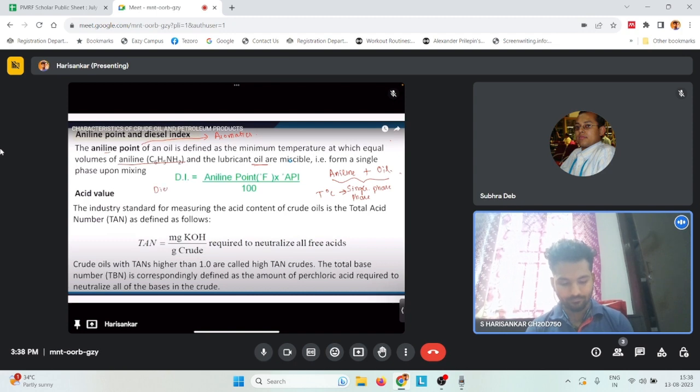And by using aniline point, we can also measure something called a diesel index. The formula for diesel index will be aniline point in degree Fahrenheit into API by 100, where API is the API gravity. Apart from this, we can also measure total acid number, which is the milligrams of potassium hydroxide used to neutralize all the acids per gram of crude oil that we have used for this titration. So that will give us the total acid number.